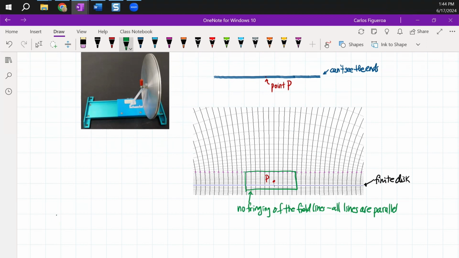So if I'm within that region, that's an infinite plane. But if you step out here, you could see that there's an angle. And this is called the fringing of the field, which then tells you you can then see the ends. And if you can see the ends, then that tells you that you're dealing with a finite plane field.